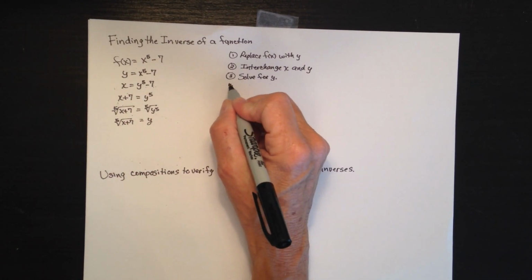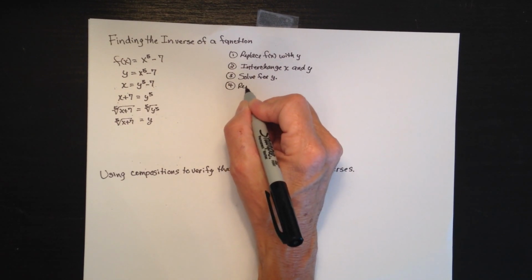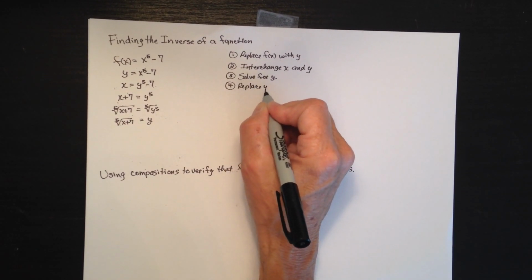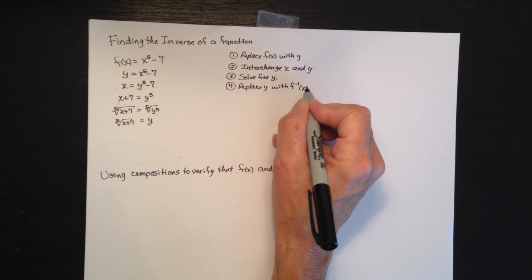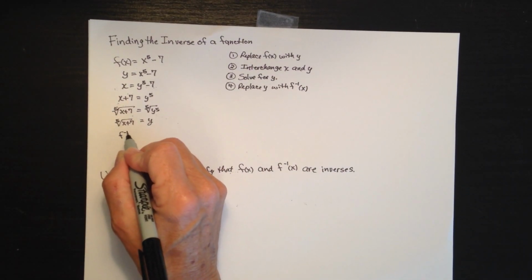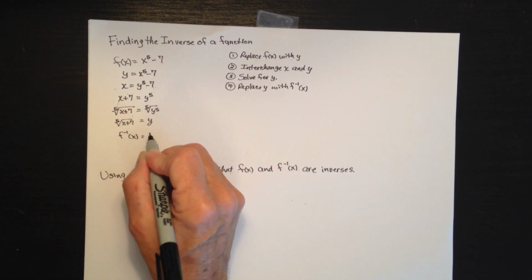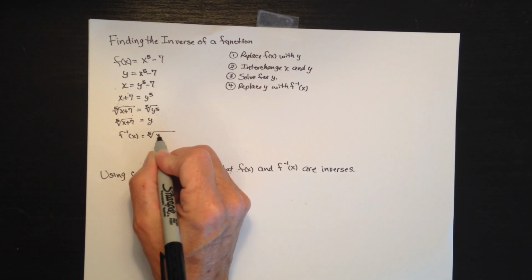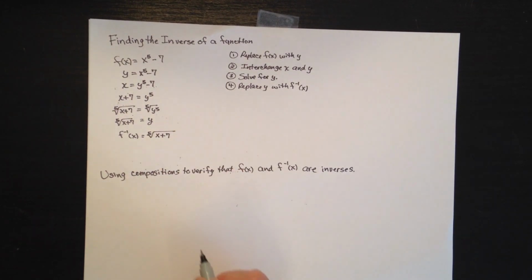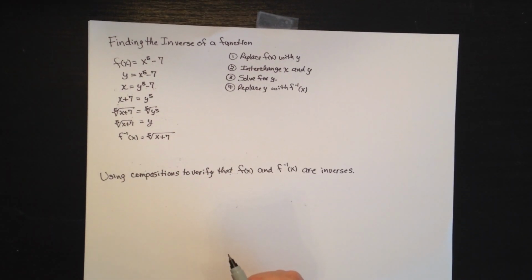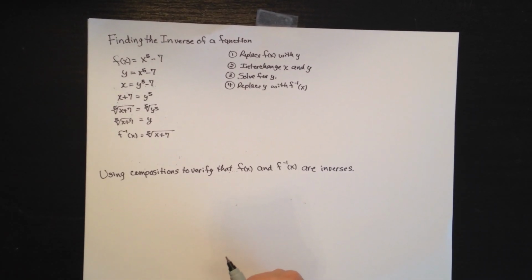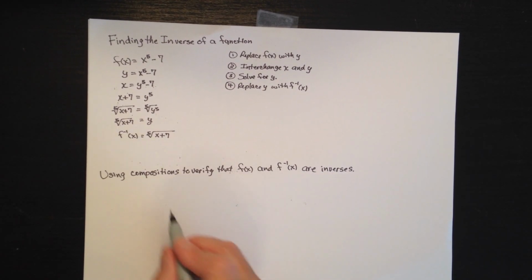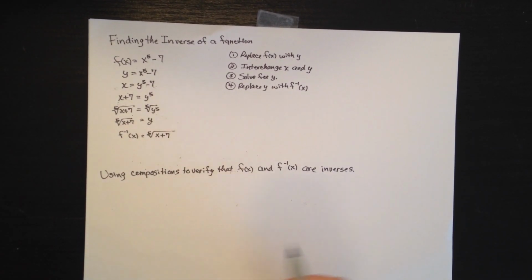The last step is to replace y with f inverse of x. So f inverse of x is equal to the fifth root of x plus 7. Now if they ask you to verify that f of x and f inverse of x are inverses of each other, you can do that using compositions. I'm going to show you how to do that.